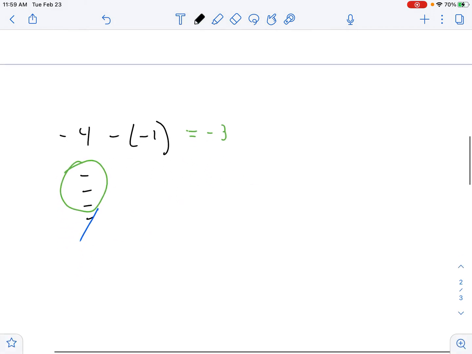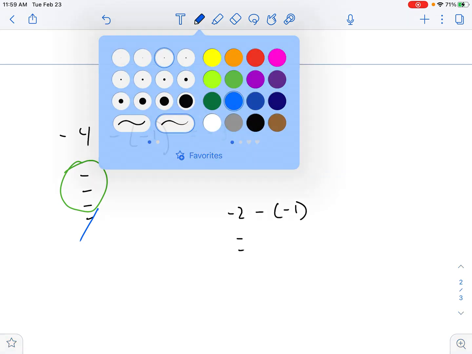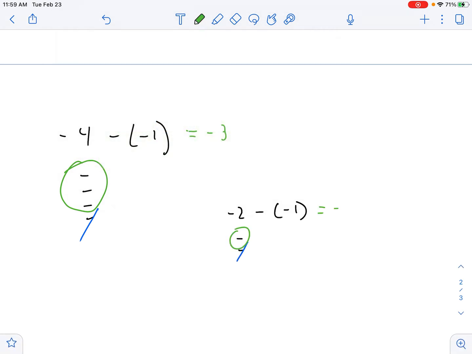So I'm going to do another one of those. Let's say I have -2. There are 2 negatives, and I'm going to take away -1. I have 2 negatives, I'm taking away 1, and I'm left with this one right here, which is a -1.